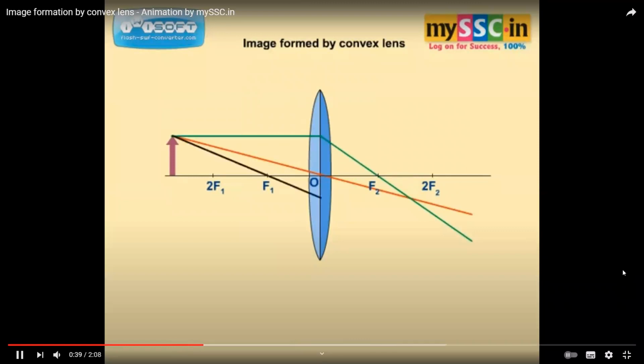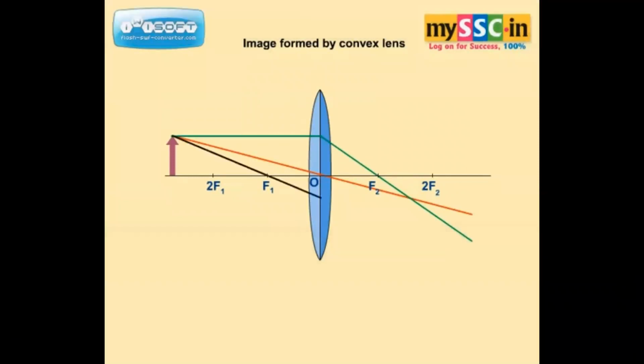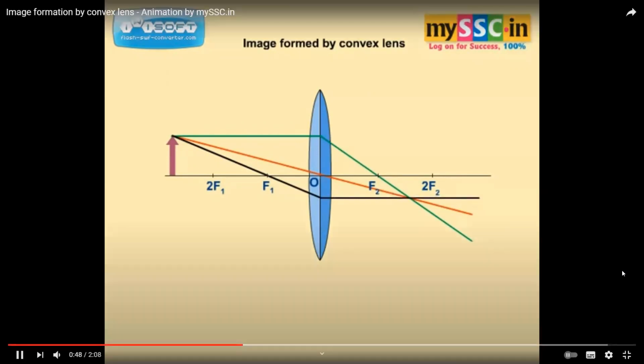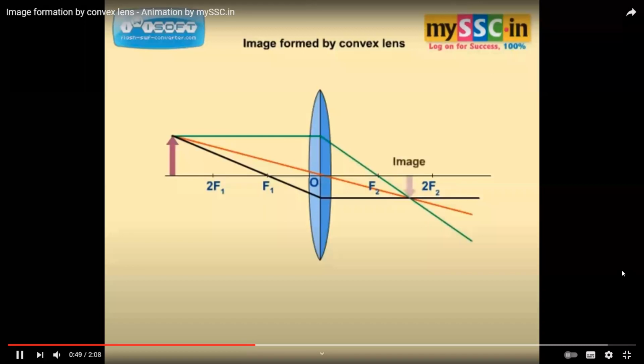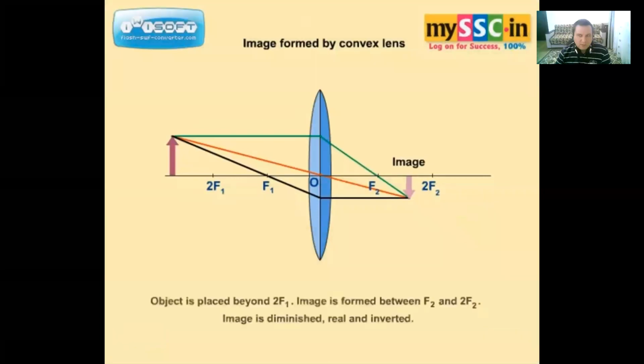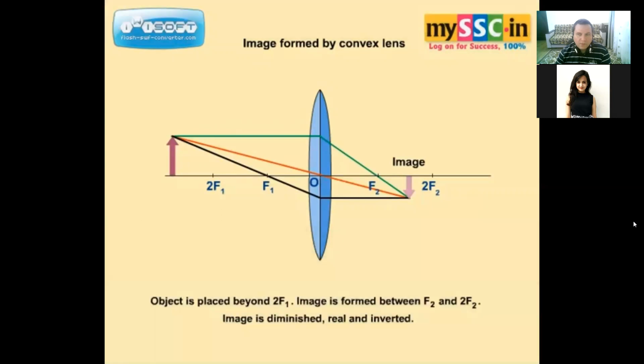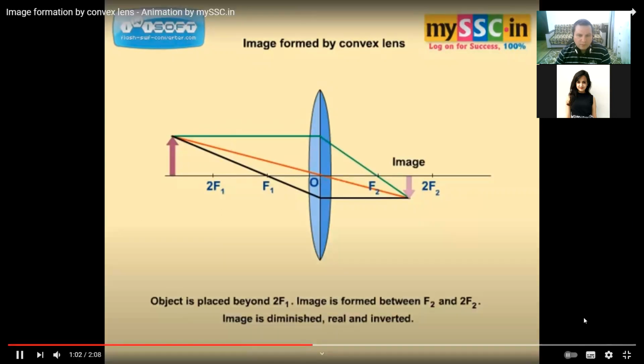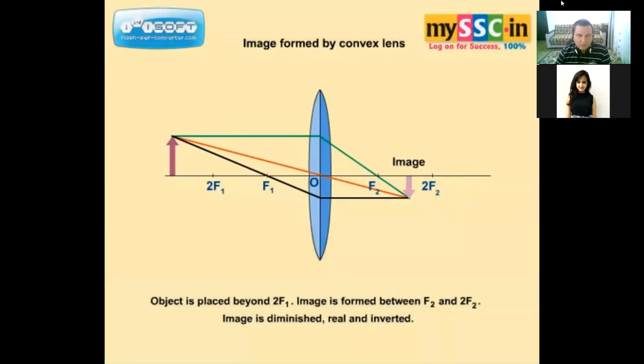Draw an incident ray passing through the first principal focus f1. After refraction, it is refracted in a direction parallel to optical axis. Image is formed at a point where these three rays intersect. When object is placed beyond 2f1, image is formed between f2 and 2f2. Image is diminished, real, and inverted.